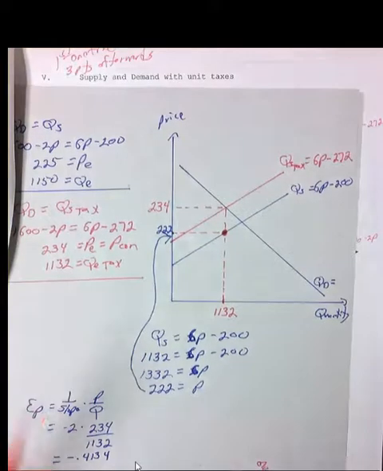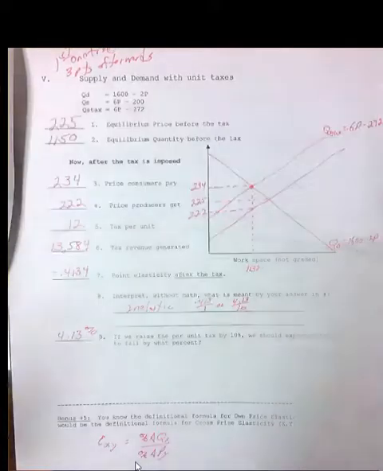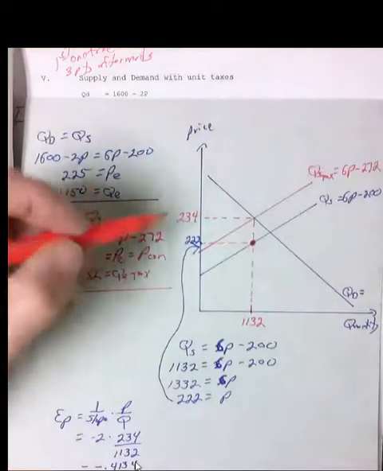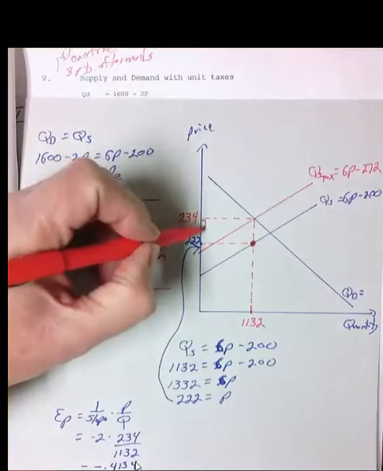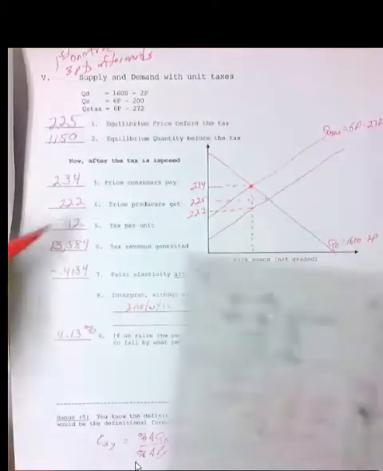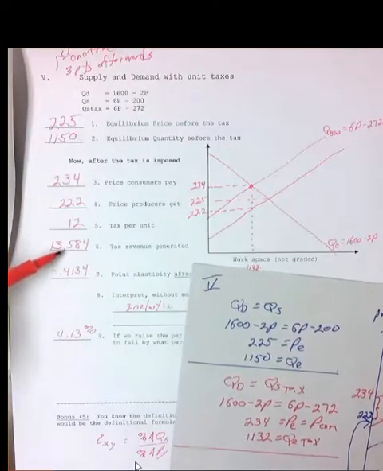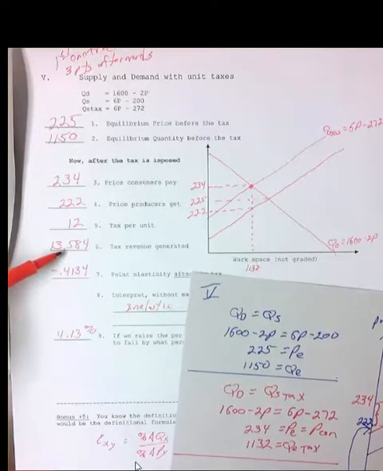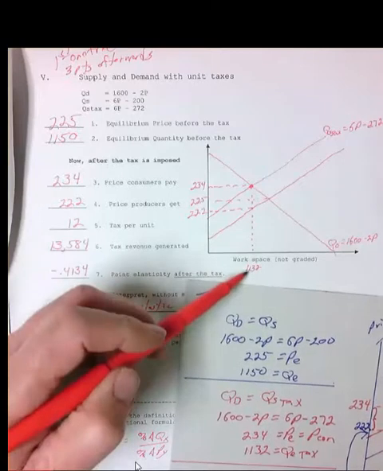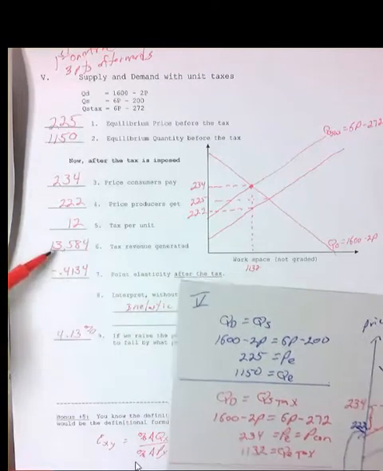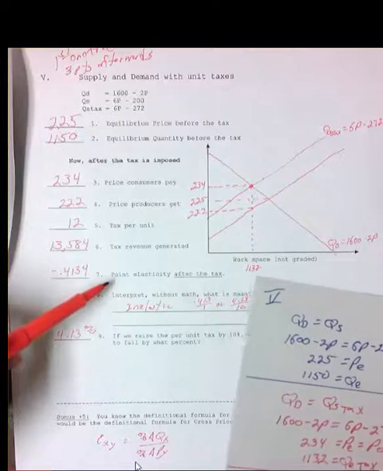So then, what else have I asked you? From that you can figure that the unit tax was $12 because from here to here is 12. Unit tax is 12, and the tax revenue generated would be $12 times the number of units sold. So it would be 12 times this number right here. That works out to be 13,584.